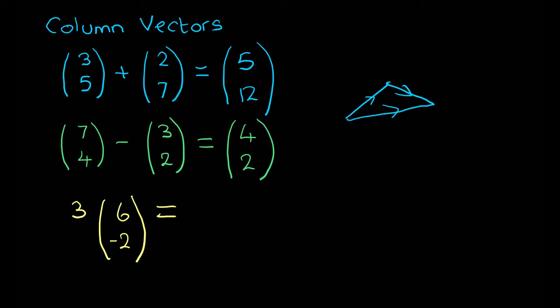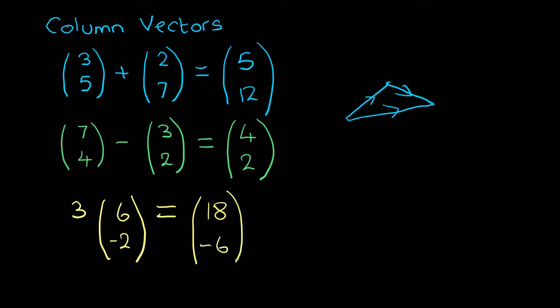Third example here is an example of when we're going to scale up a vector. So this should remind you of algebra and brackets, and you're going to treat it exactly the same way. Namely, that 3 is going to multiply what's inside the brackets. So we'll have 3 6's, which is 18, and 3 minus 2's, which is minus 6.